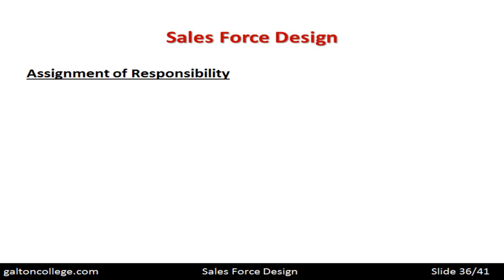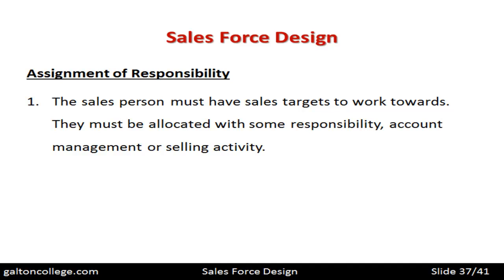The assignment of responsibility. Well, the salesperson must have sales targets to work towards. They must be allocated some responsibility, account management or selling activity. Generally speaking, the sales team must have a target. If they haven't got a target, then they have really no incentive to try hard. The targets should be achievable. The target should not be unrealistic.